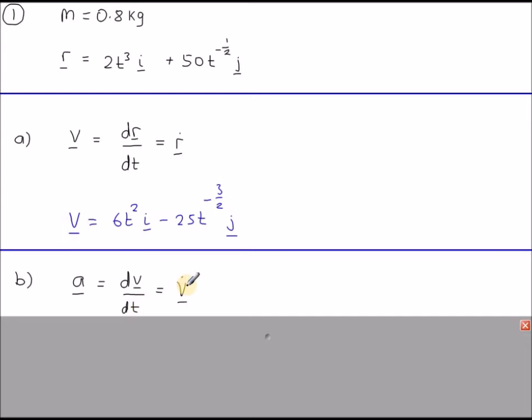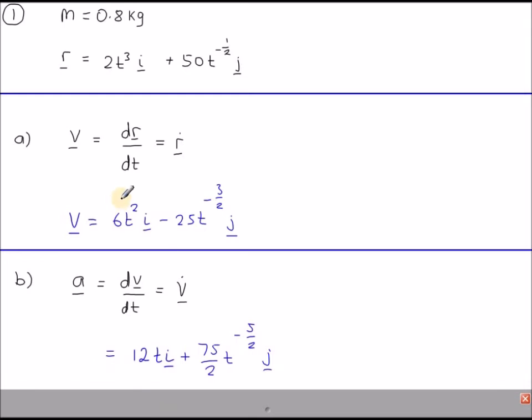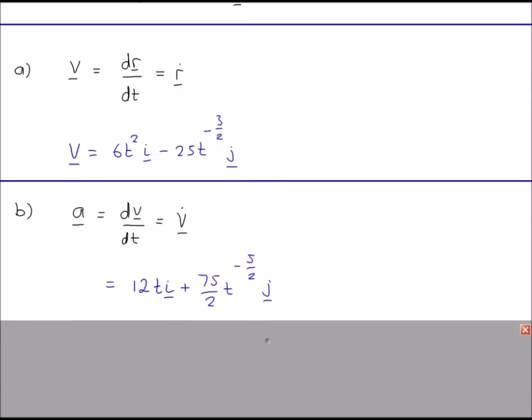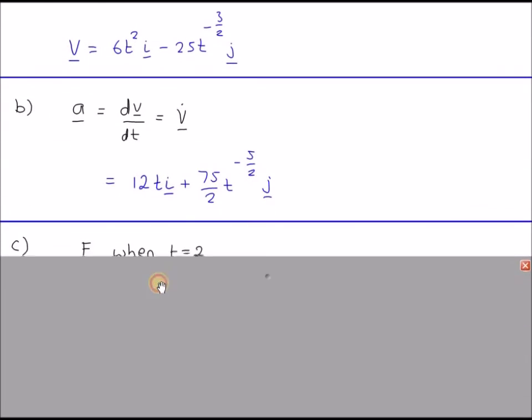To work out the acceleration vector, we differentiate the velocity vector with respect to time, so dv by dt, and that can be written as v dot in shorthand notation, dot notation. So we differentiate the i and j components separately. So there's the i component, differentiate that, times i. Take the j component here, differentiate, and put the j there, times j. So now we have the acceleration vector as well.